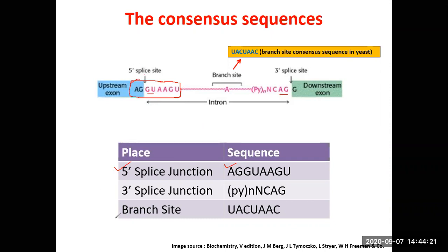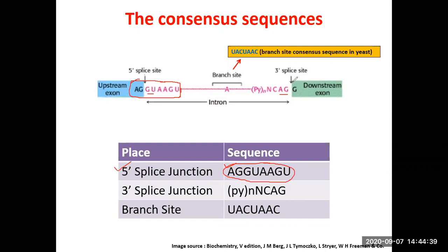This particular table also, you have to write in big letters and put it in a room so that you can remember. Similar to the way we have remembered the -10 and -35 consensus sequences, here also you must remember what is the consensus sequence at the 5' splice junction. This is the consensus sequence.